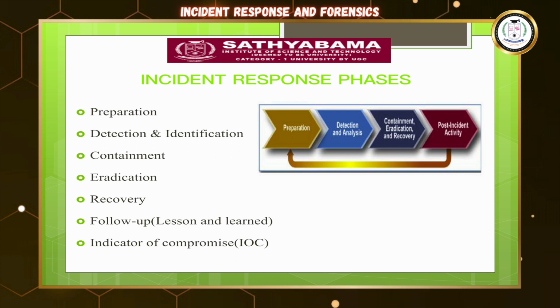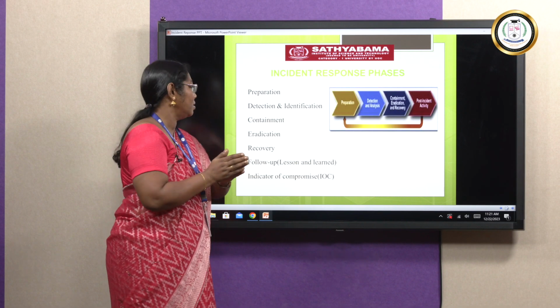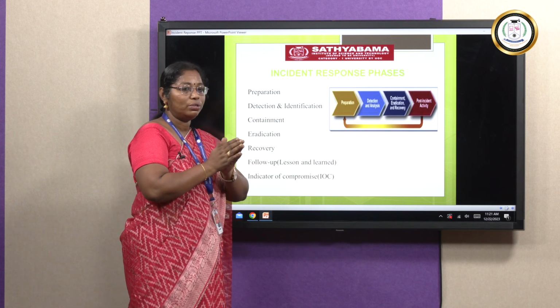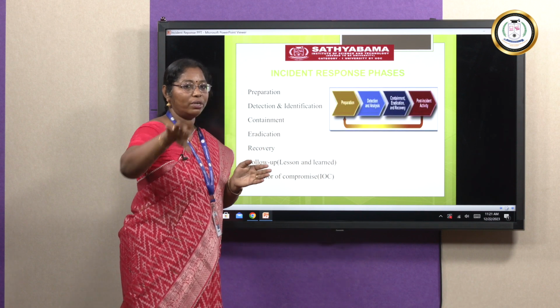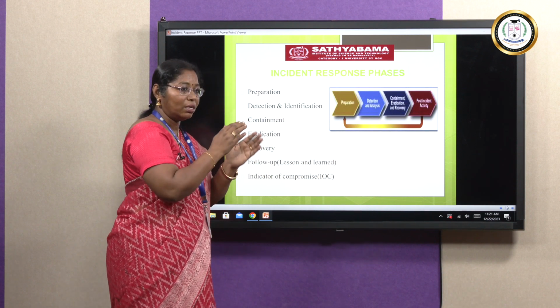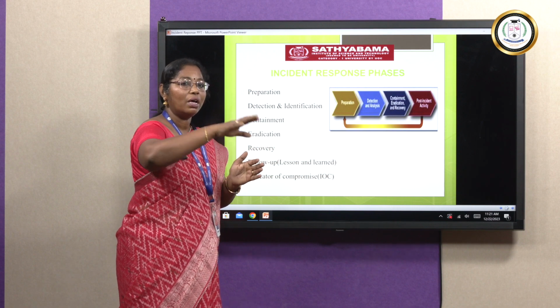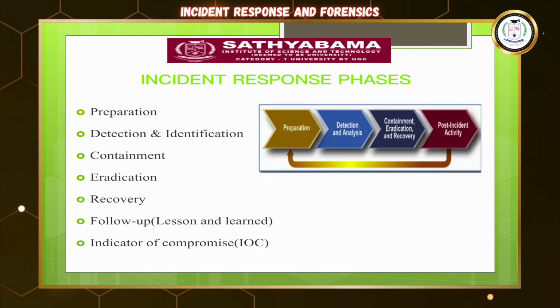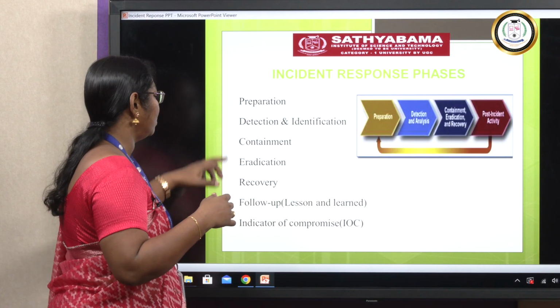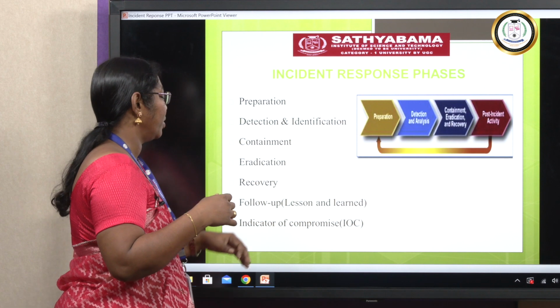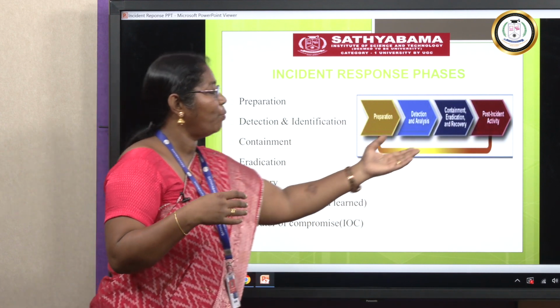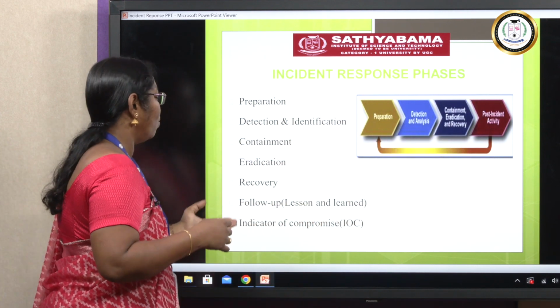After identification we have containment. Containment is nothing but isolating the infected system from the organization. Then the affected system will not affect the remaining systems. So containment, eradication, and after eradication we have to recover the losses. These three are in a single phase: containment, eradication and recovery. Finally, post incident activity, that is follow up.